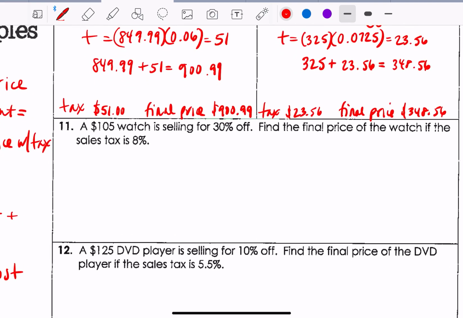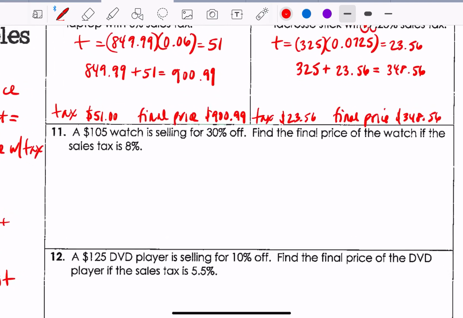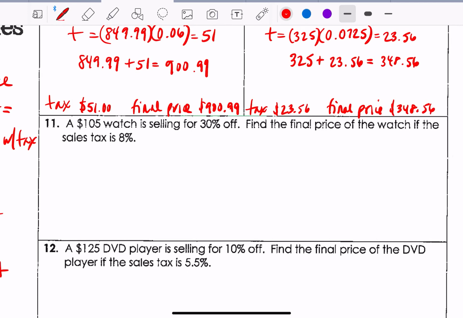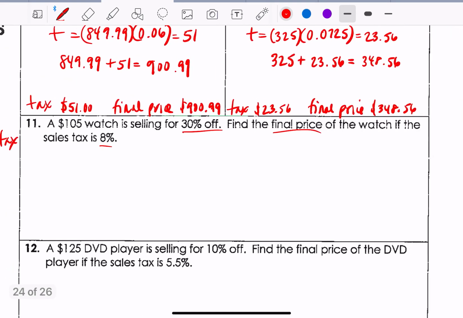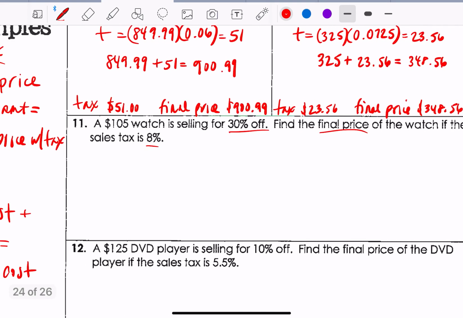Okay, so number 11, a $105 watch is selling for 30% off. They're giving you a discount, but then they want you to find the final price of the watch if the sales tax is 8%. So you're doing 2 things here, but you got to do one thing at a time. And what do you do first? Well, we're going to take the discount first because we're only going to pay the sales tax on the selling price, and the selling price is after the discount. So first I have to figure out the discount.